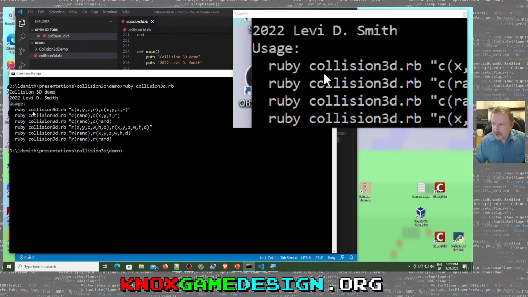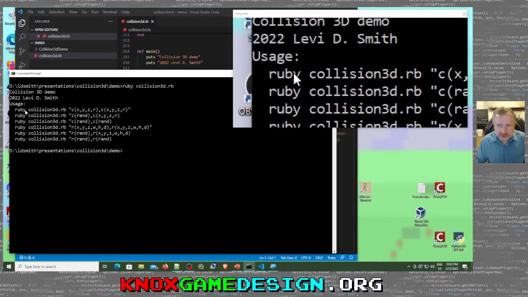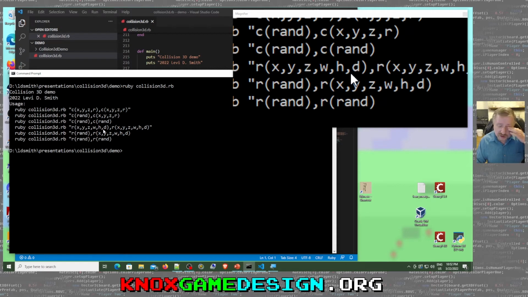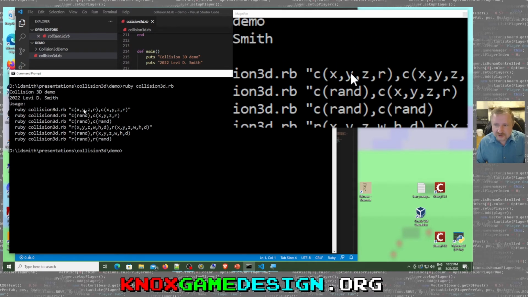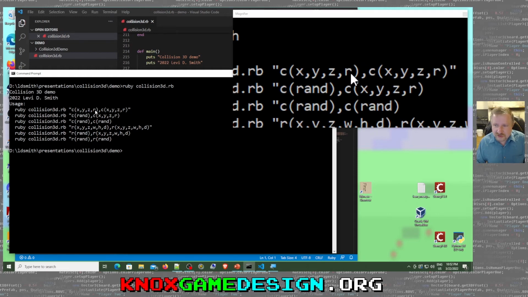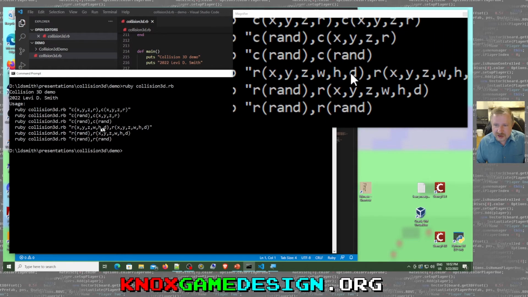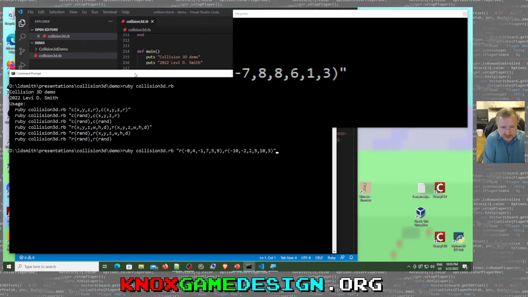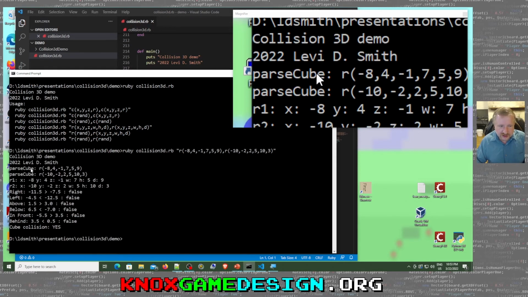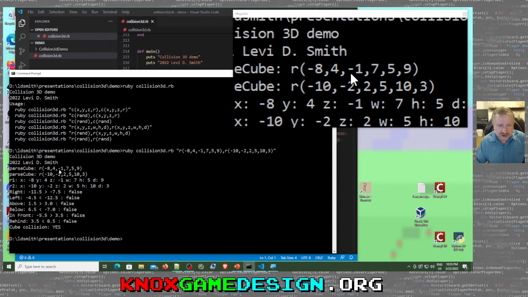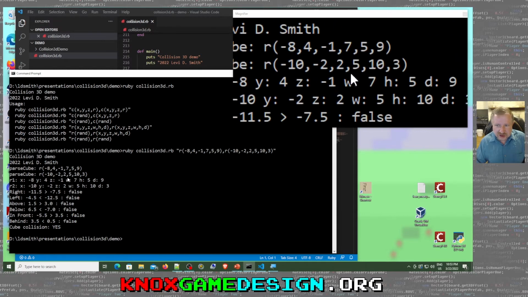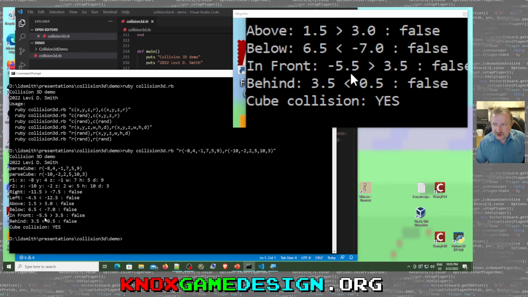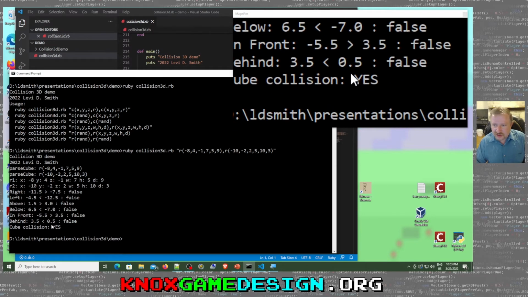So basically right here is the usage. This will determine if two spheres or two rectangular solids or two cubes collide. Just pass in those same values: x, y, z, and radius for a sphere, and x, y, z, width, height, and depth for a rectangle. I've actually got the examples already loaded here. This was the first one right here. You can see it parses these from the command line with X, Y, Z values, with height and depth. And it will show you whether it's to the right, left, above, below, in front of, or behind. If those are all false, then it says collision detection yes.